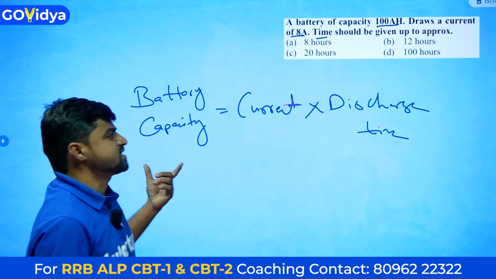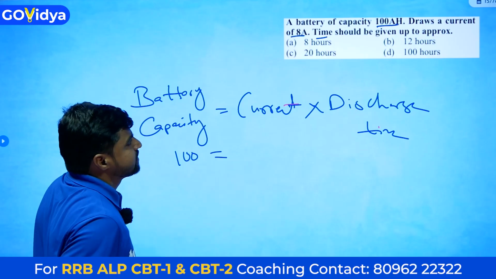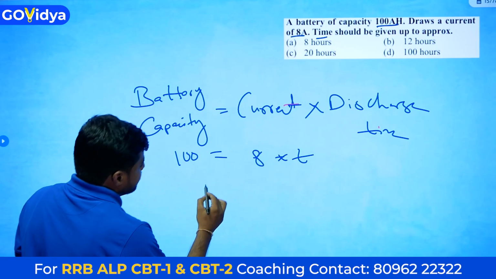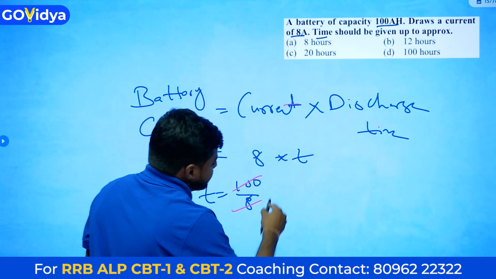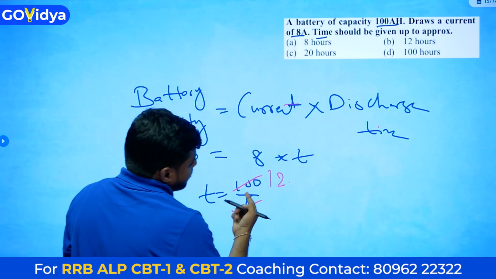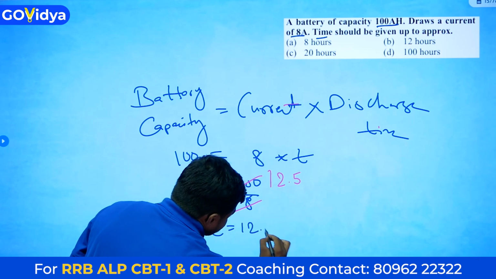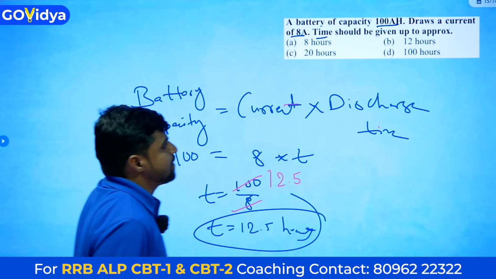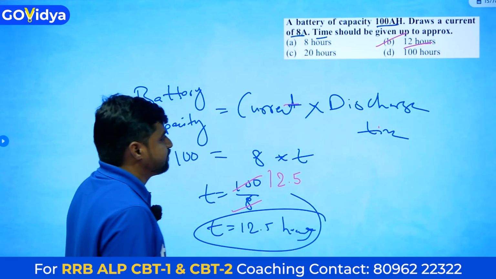Battery capacity is 100 ampere hour. 100 is equal to current rating 8 amperes into discharge time T. T is equal to 100 by 8. 8 ones are 8, 20 remains. 8 twos are 16, 4 remains, 0.5. 8 fives are 40. T is equal to 12.5 hours. From the options, option B is the nearest value for 12.5. Option B is the correct answer.